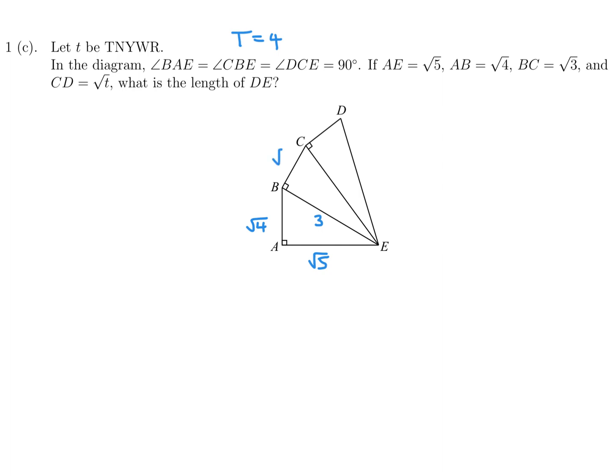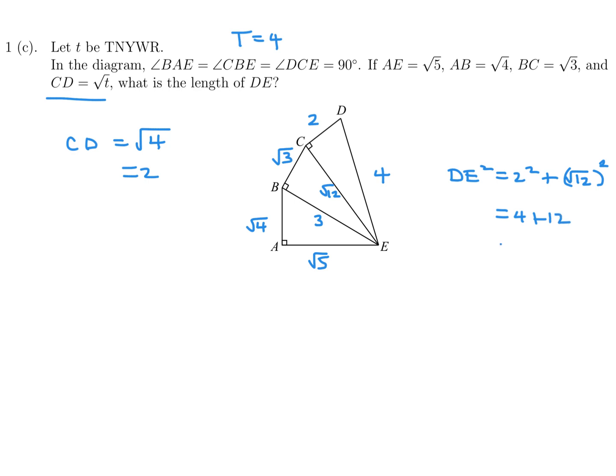And then this is root 3, so again you can calculate CE with Pythagoras and it'll be root 12. And then CD they gave me as root T. Now T is 4, so that's going to be 2. And then of course with Pythagoras, DE will be 4, I believe. Yeah, 4. So it would be DE squared is 2 squared plus root 12 all squared. And then that's going to be 4 plus 12, which is 16. And therefore, DE would be the root of 16, which is 4. And that's it.